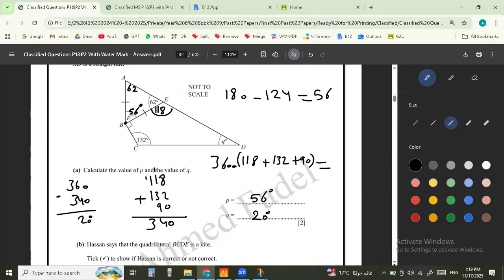What did you do, mister? I added these three. Mister, you're doing it very fast. The only thing that I did fast is addition. I added the three of them and I subtracted it from 360. It gave me 20 degrees.